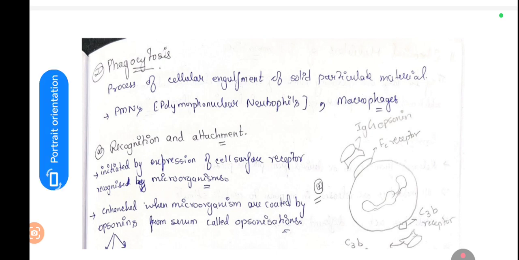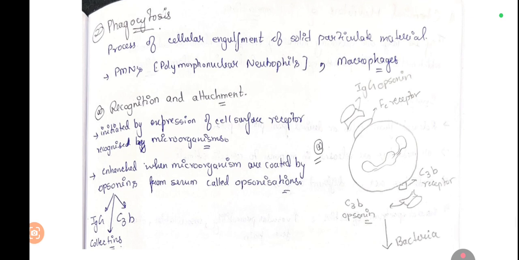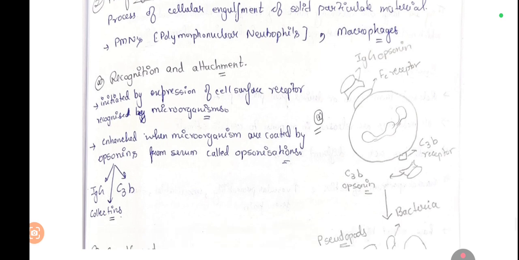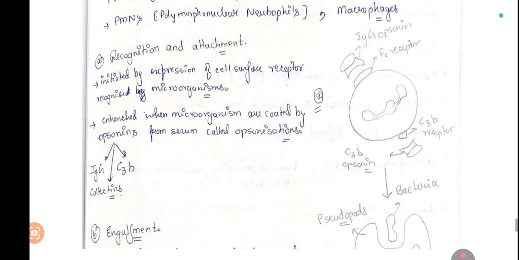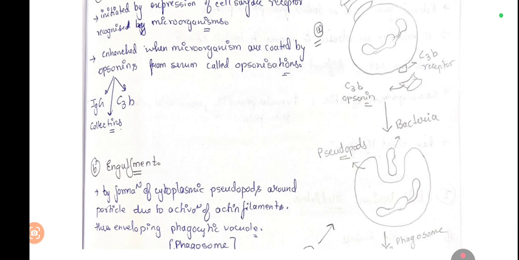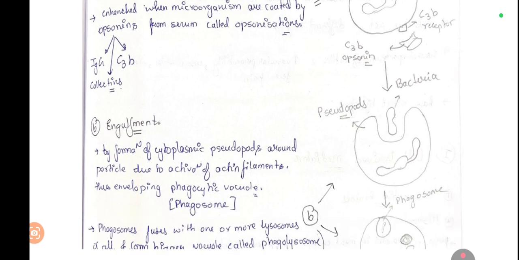Then there is phagocytosis, the process of cellular engulfment of solid particulate material, by polymorphonuclear neutrophils and macrophages. Recognition and attachment are initiated by expression of cell surface receptors that recognize microorganisms. This is enhanced when microorganisms are coated by opsonins from serum, called opsonization. The opsonins are IgG, collectins, and C3b. Engulfment occurs by formation of cytoplasmic pseudopods around particles due to activation of actin filaments, thus developing phagocytic vacuoles.